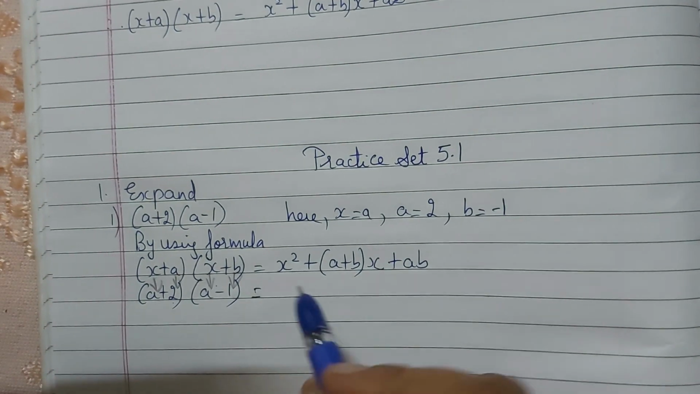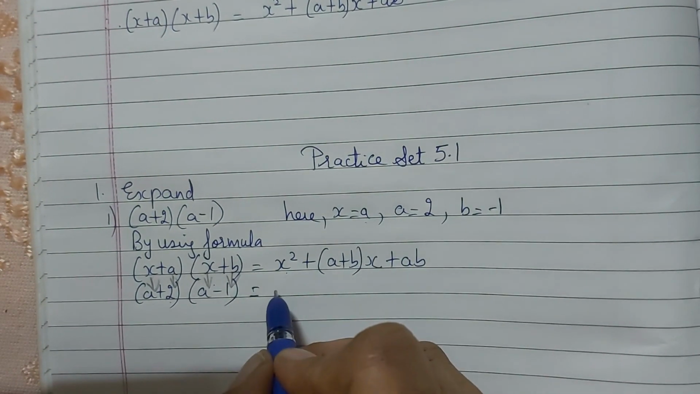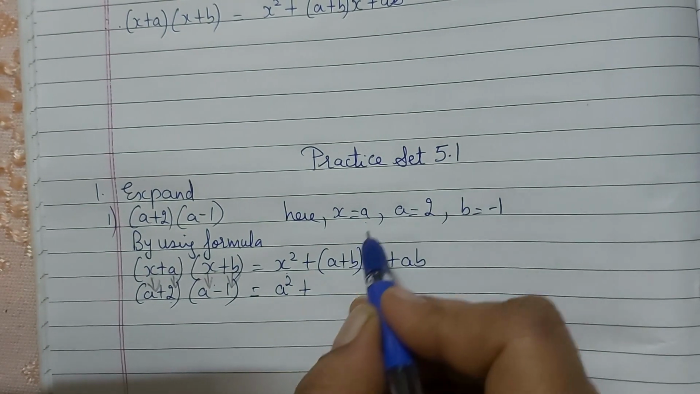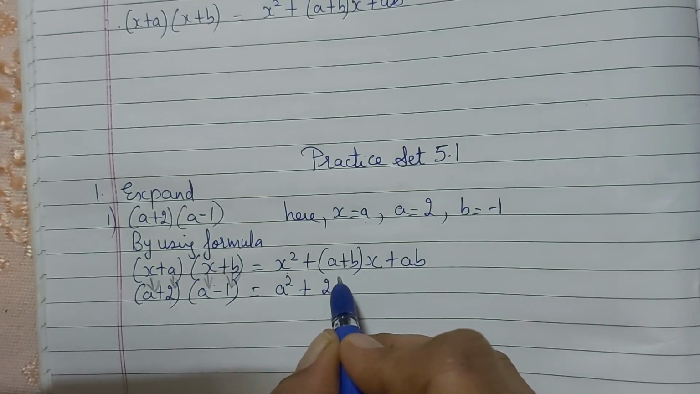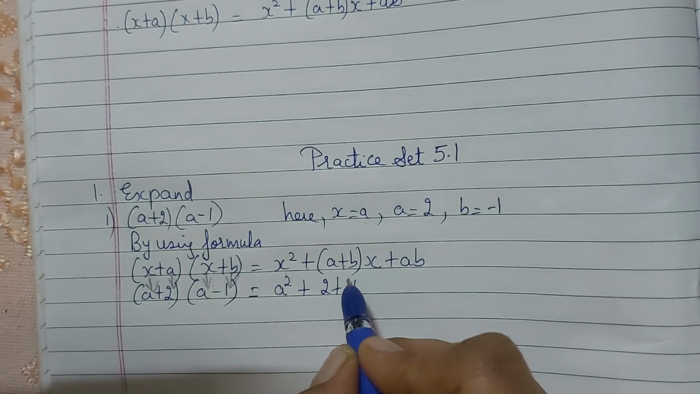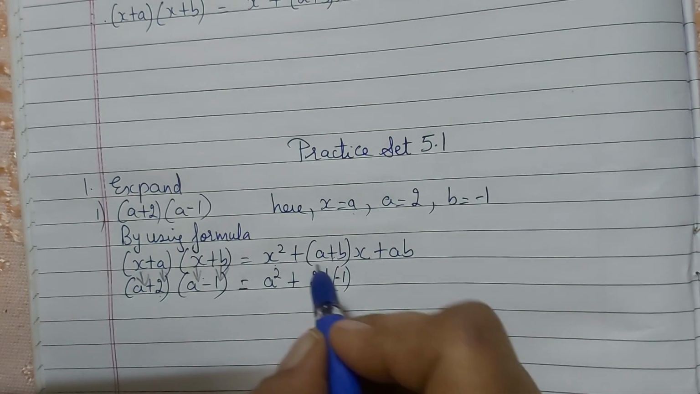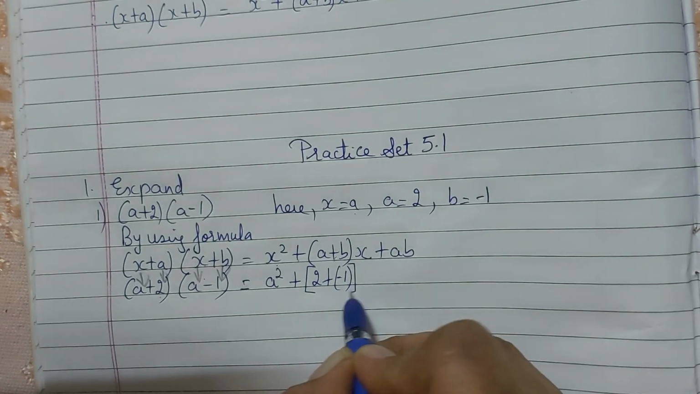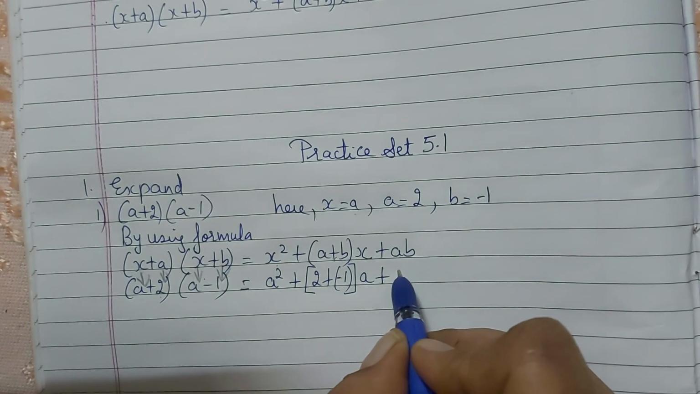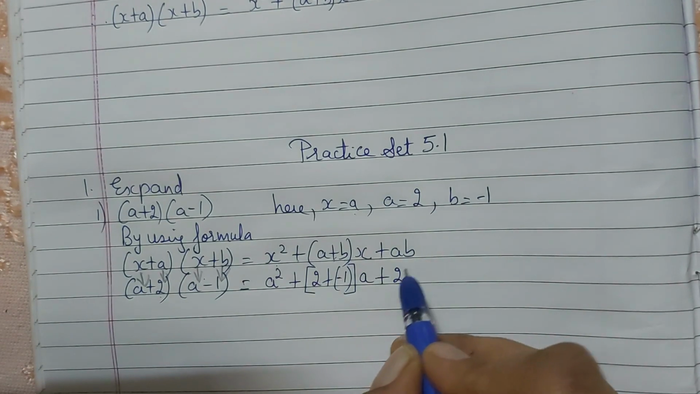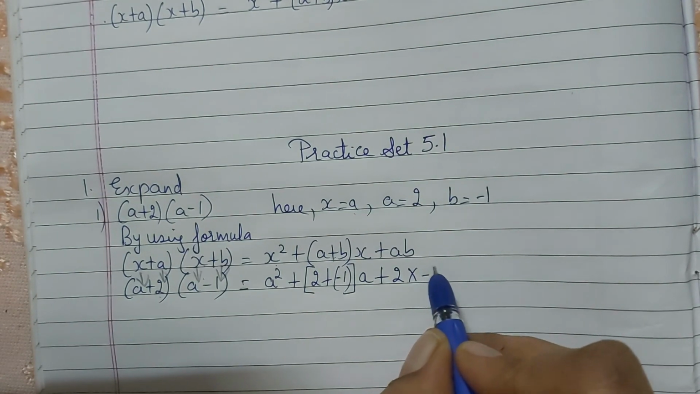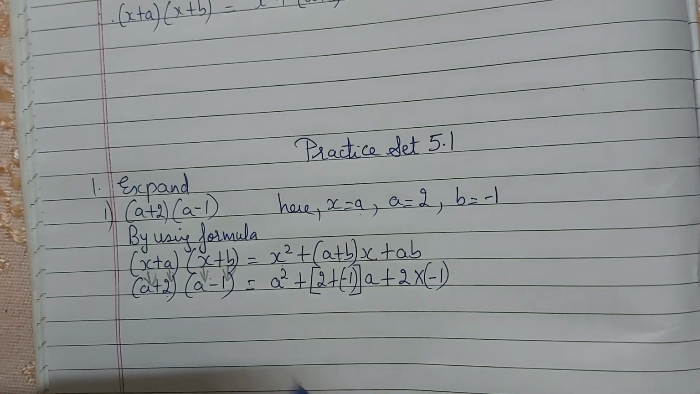Is equal to x value is what? A. So we will write a. This square we will put here, square. Plus a's value is what? 2. So we will write 2. Plus this plus sign, b's value is what? Minus 1. So minus always we have to put in the bracket. And we will put this extra bracket. Okay. Now x value is what? A. So we will write a. Plus a's value is what? 2. A multiplied by b, so the multiplication sign will come. B's value is what? Minus 1. So minus always we have to put in the bracket.